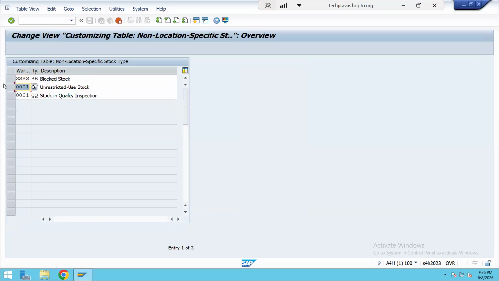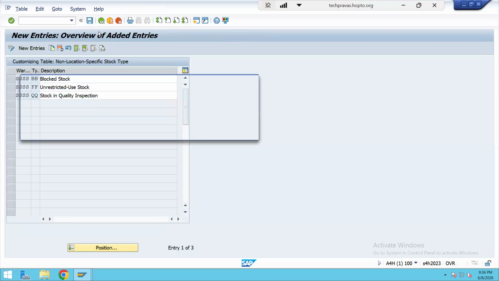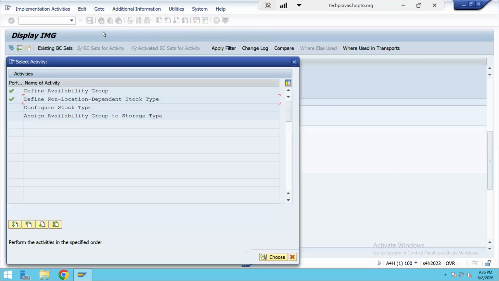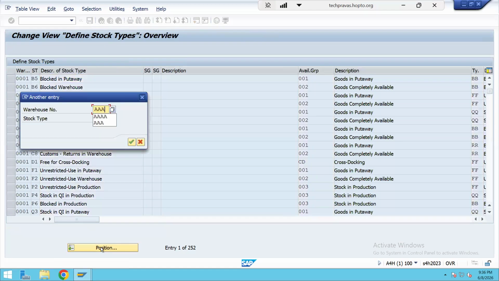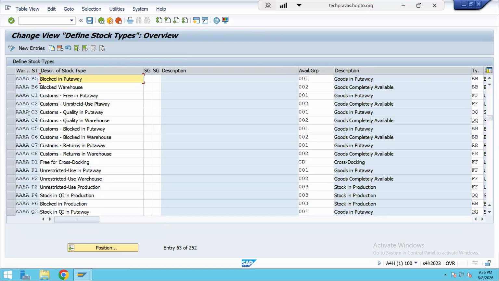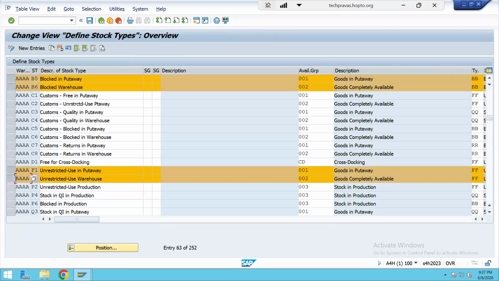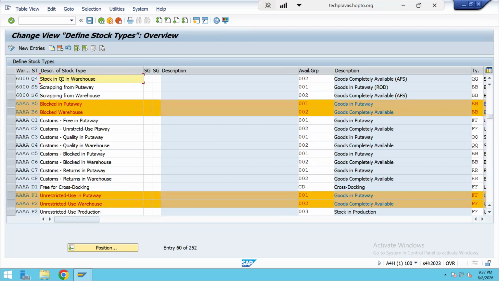Quality, not unrestricted. Stock type, this is important. So we'll consider blocked stock: B5, B6 is the blocked stock. Unrestricted is F1, F2. Q3 and Q4 is your quality inspection. So we'll work with these 6.